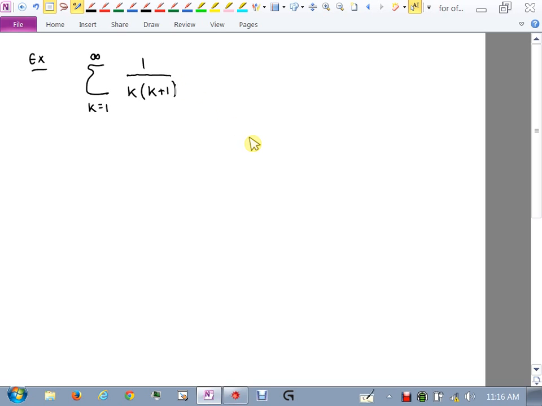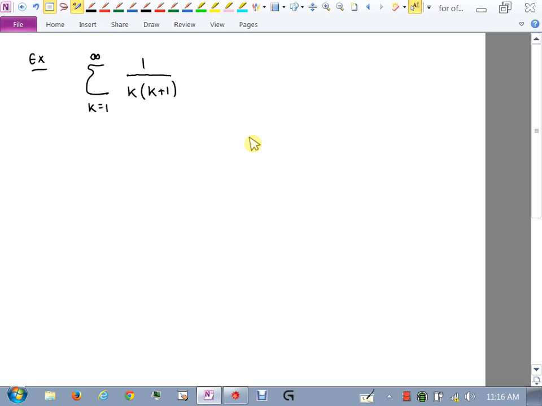So let's think about a few of the things that we have up to this point. We have checking to see what happens to the sequence, seeing what that goes to. If that goes to something other than 0, we can say it diverges right away. We have the geometric series and we have the harmonic. That's pretty much what we have at this point.